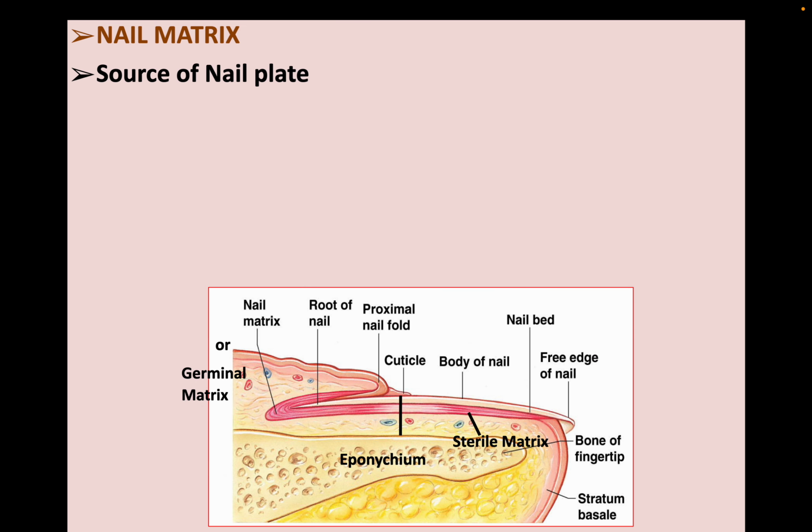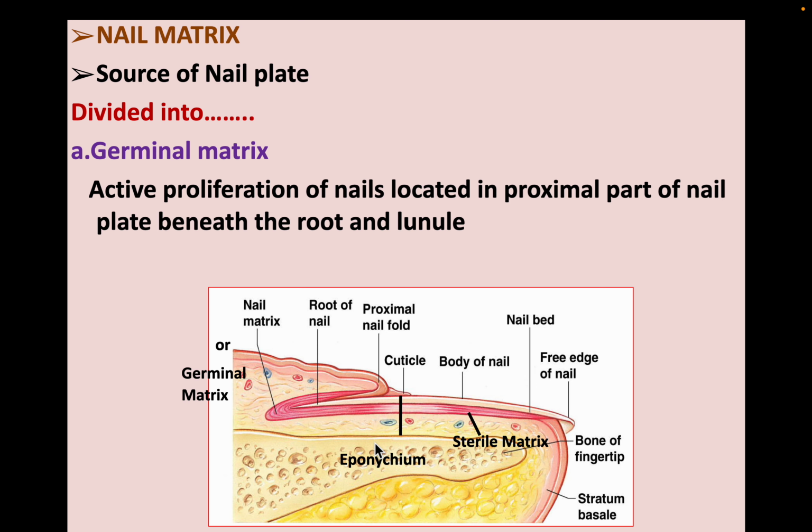Coming to the nail matrix, the source of the nail plate, divided into germinal matrix. What is this germinal matrix? Basically, the active proliferation of the nails is located in the proximal part of the nail plate beneath the root and lunule. So beneath the lunule and root, this germinal matrix is present. Then the sterile matrix is there, you can see in the diagram. The rest of the nail bed is thin basically. So this whole is the nail bed. Here the active proliferation of the nails is happening, and this is the sterile bed on which the body of the nail is resting.